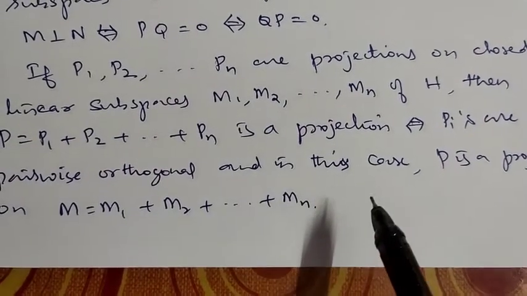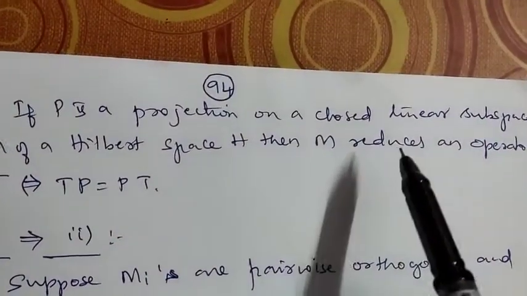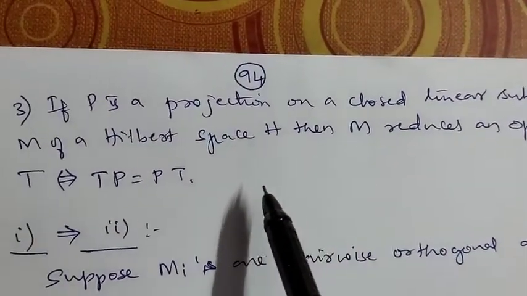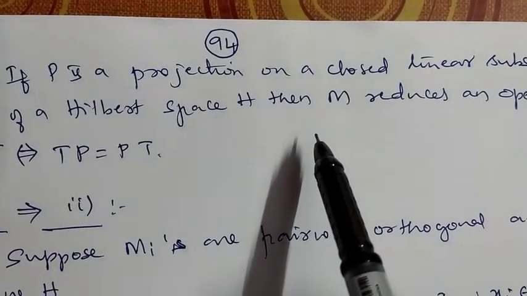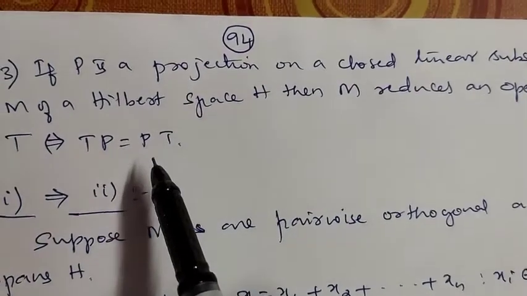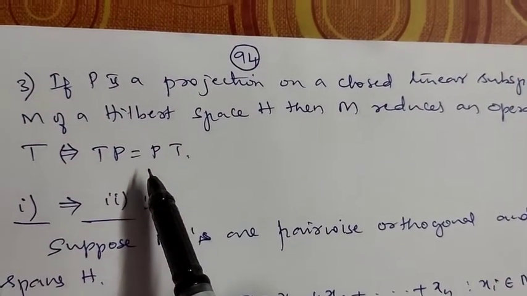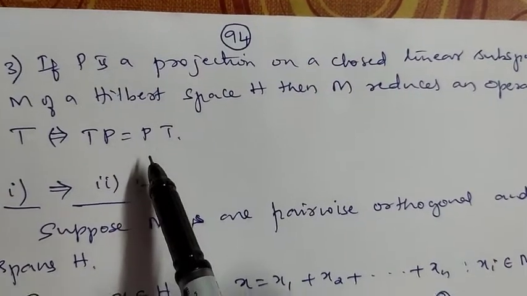This result also we have proved. Okay. Third one, the third result says if P is a projection on a closed linear subspace M of a Hilbert space H, then M reduces an operator T if and only if TP is equal to PT. Okay, because T and P commute with each other.